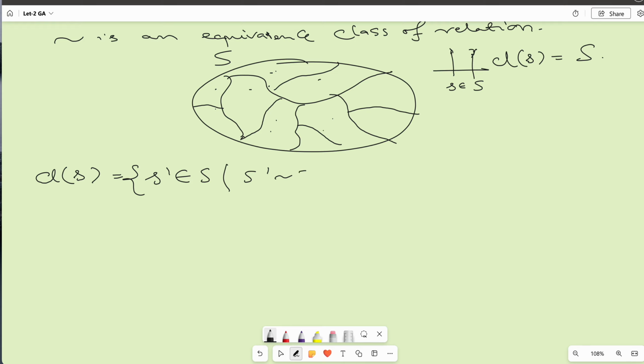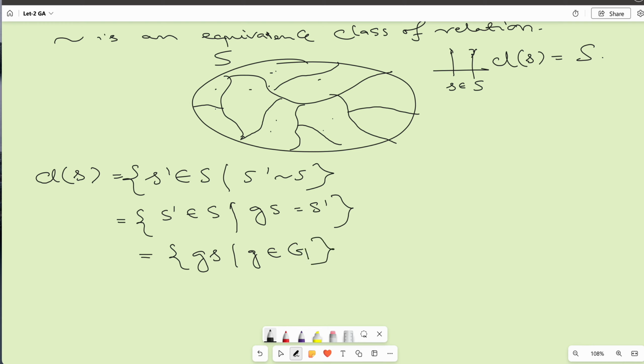So S dash is related to S, right? What are the elements here which S dash is related to S? What is the relation here? This implies that all those S dash are such that S dash is related to S, that means G of S dash equals S. So you can write S is related to S dash, so G of S equals S dash, because our relation is that there exists a G such that G of S. So S dash is actually G S, such that G is inside the group G. What is this? This is nothing but the orbit of S, right? So the class of S is nothing but the orbit of S.